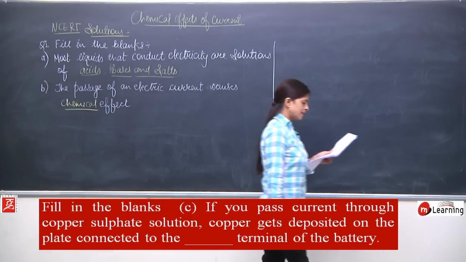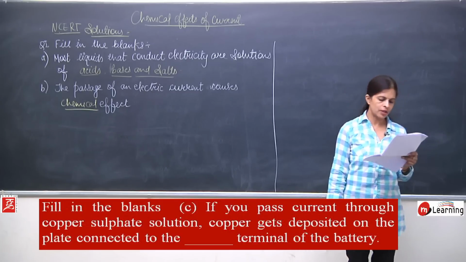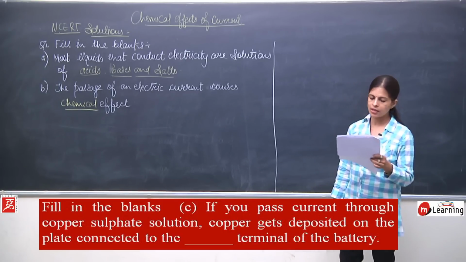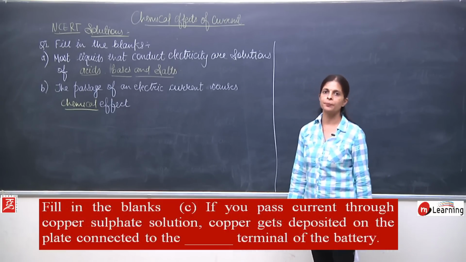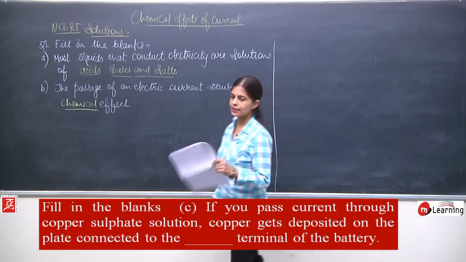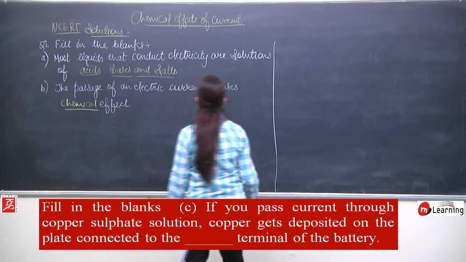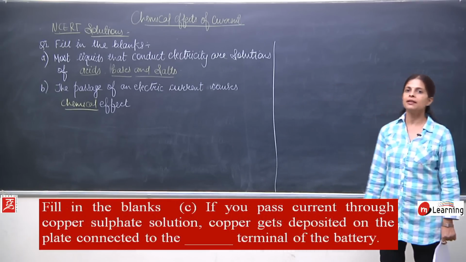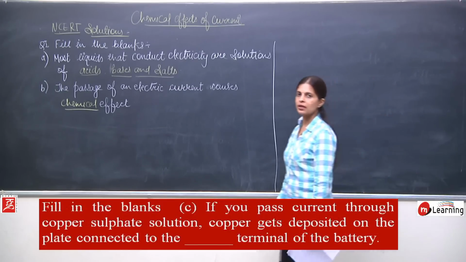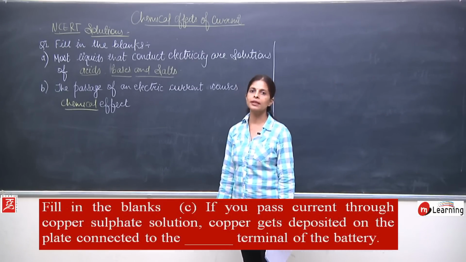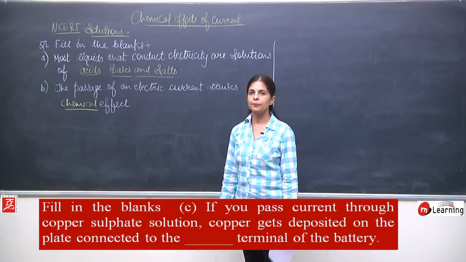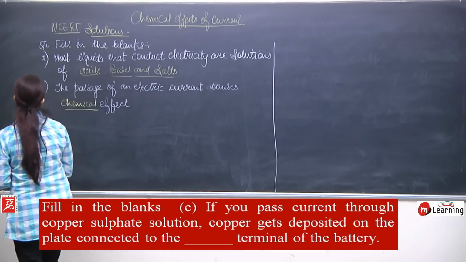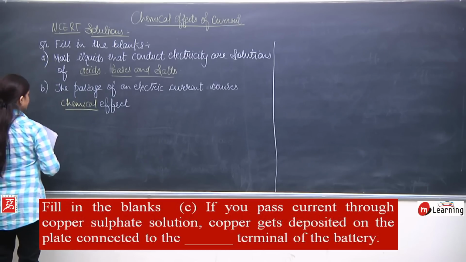See, if you pass current through copper sulfate solution, copper gets deposited on the plate connected to the dash terminal of the battery. Copper sulfate, CuSO4. Now CuSO4 will be broken as Cu and SO4, and definitely the Cu is positively charged, and so it is going to get deposited on the negative terminal of the battery. Yes, so copper will be deposited on the negative terminal of the battery. So let's talk about the C.